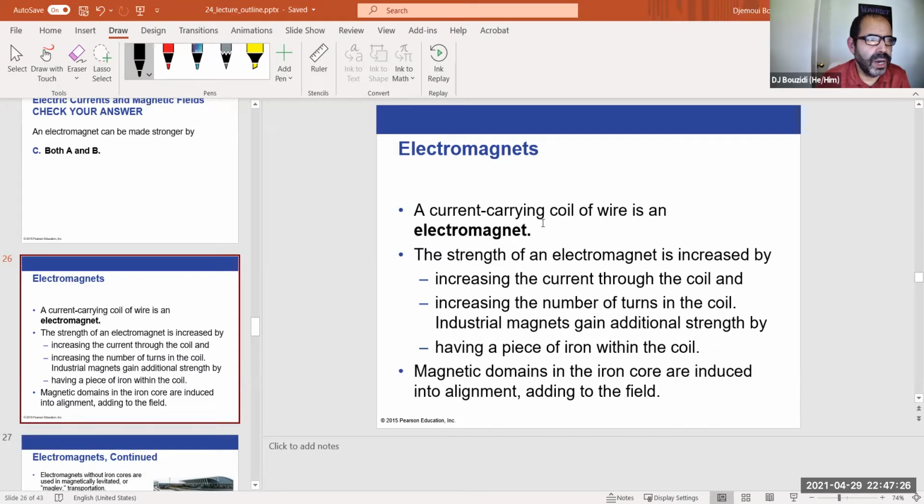So a current-carrying coil of wire is an electromagnet. The strength of an electromagnet is increased by increasing the current in the coils or increasing the number of turns. That's why you see so many of them, okay? Because one of them, two of them, now you have many of them. Or by having a piece of iron in the coil, which increases the magnetic flux inside. So what you do, you put an iron in between, like in this case here, I don't know if you noticed or not, there is actually inside the coil this piece that increases the flux, which is really what matters at the end of the day, the magnetic flux.